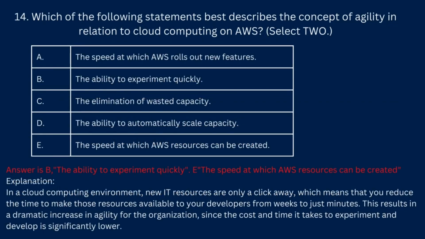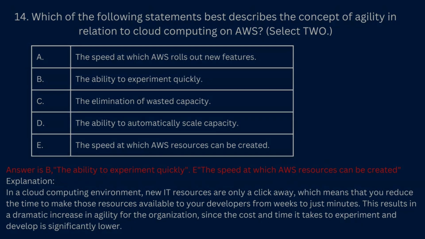The correct answer is B. The ability to experiment quickly, and D. The speed at which AWS resources can be created is also the correct answer. Explanation. In a cloud computing environment, new IT resources are only a click away, which means that you reduce the time to make those resources available to your developers from weeks to just minutes. This results in a dramatic increase in agility for the organization, since the cost and time it takes to experiment and develop is significantly lower.